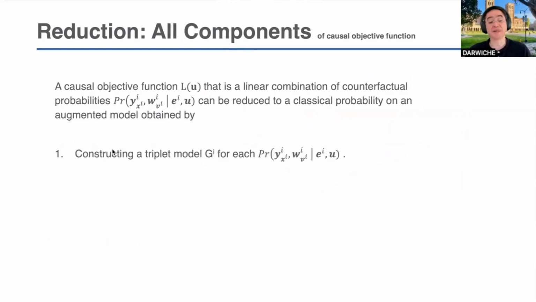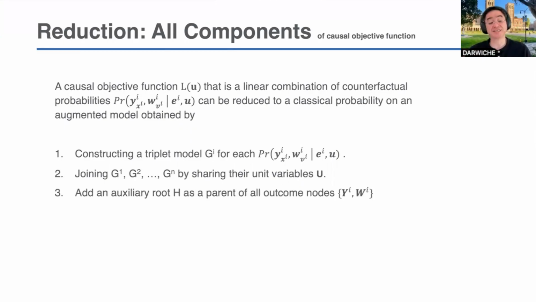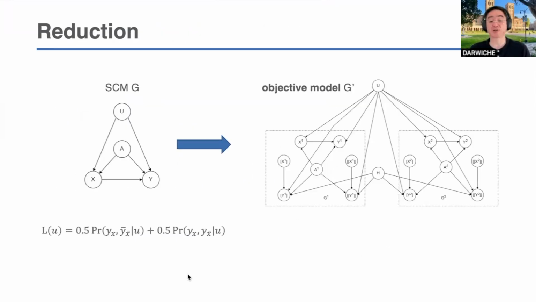And the way we do it is, you have to construct for each component one triplet model. So if you have like 5 components in your linear combination, then you have 5 triplet models. And then you combine them by making sure that the unit variables, the variables you want to optimize, are shared between all triplet models. That's not enough. You have to add this additional variable H as a parent of all outcome variables. And that is the one that we need to represent the linear combination of these things. We call this the mixture node because it allows us to compute a mixture of n probabilities. Here's how it looks pictorially.